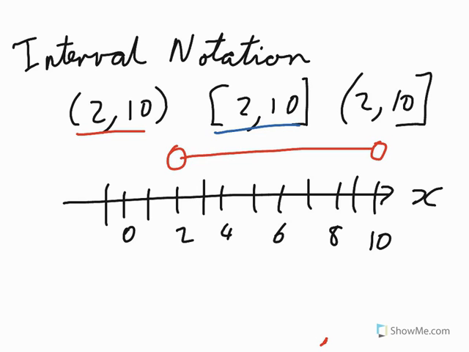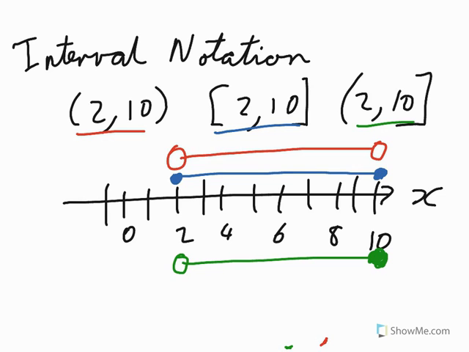The second one, 2 is included, so as soon as it's included we have a dot there. 10 is included, so we have a dot there, and everything in between. The third one, and I'll draw it down the bottom, the 2 is not included, so we have the open circle. The 10 is included, and everything in between. Okay.